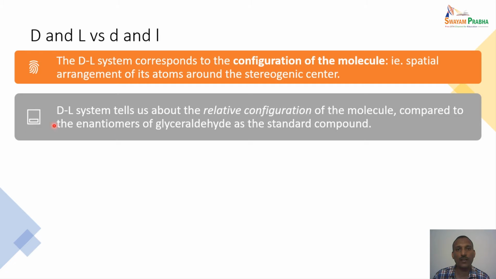In this DL system, we are talking about the relative configuration of the molecule. That relative configuration is with respect to a standard molecule called glyceraldehyde. That means the enantiomers of glyceraldehyde are used as the standard, and with respect to glyceraldehyde, the other compounds are given D and L based on how the groups are actually placed.